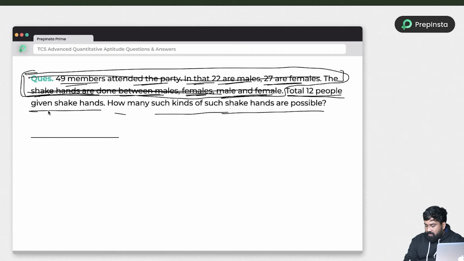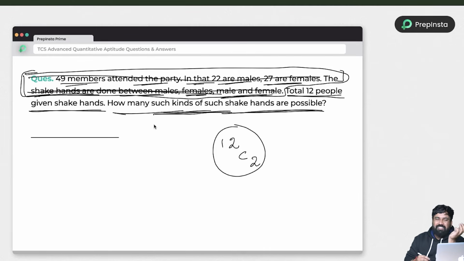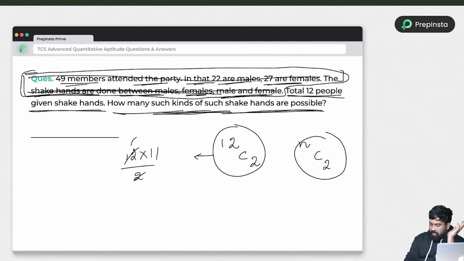So look at the last line, what he has given. Total 12 people gave the handshake. How many such handshakes are possible? Simple, there is no categorization they are asking for. So for 12 people's handshakes, the answer is 12C2. Why? Because we all know it is nC2 always. So the handshakes answer will be 12 into 11 divided by 2. So the answer is 66.